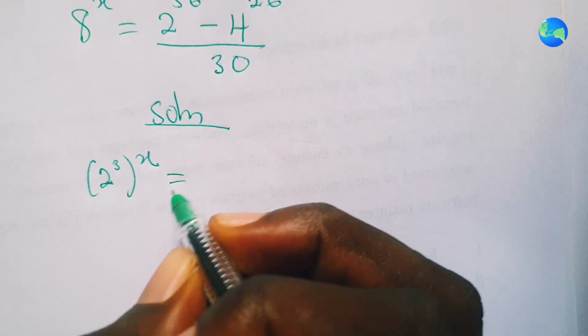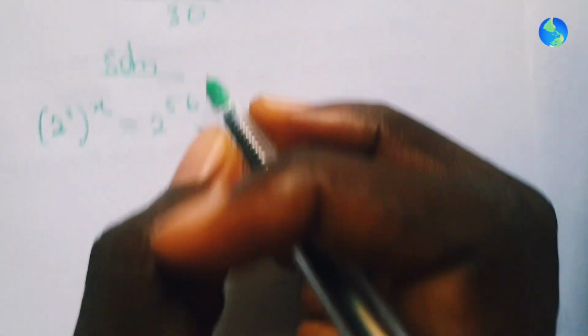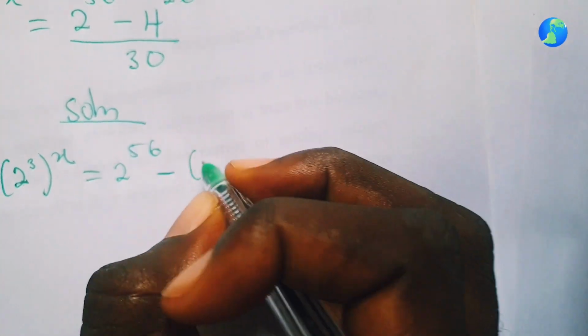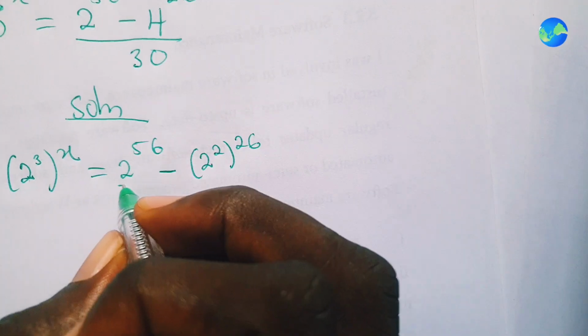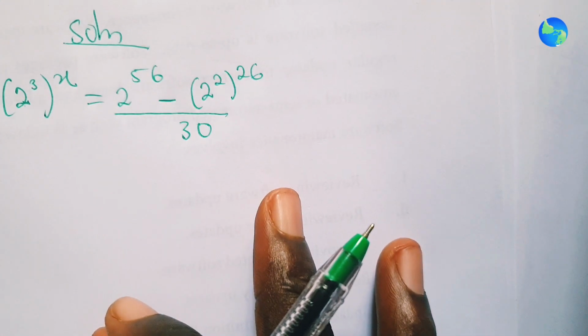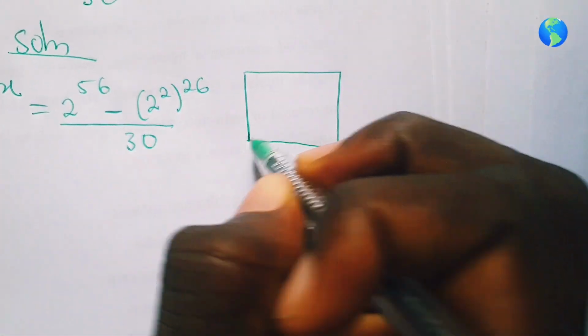This is equals to 2 power 56 minus this particular 4 here. We can write it to be 2 power 2. We have our 26 outside. This is over 30. But there's a particular indices rule I want to recall. I will remind you now. So let's write it here.